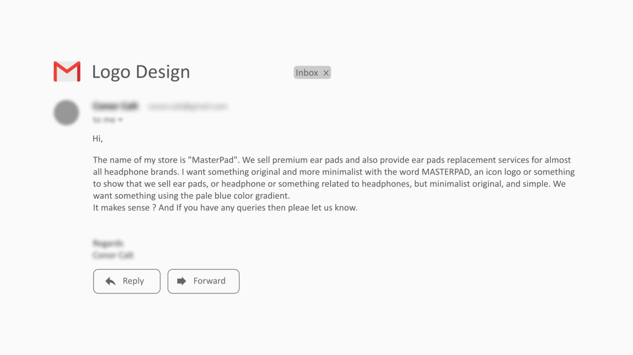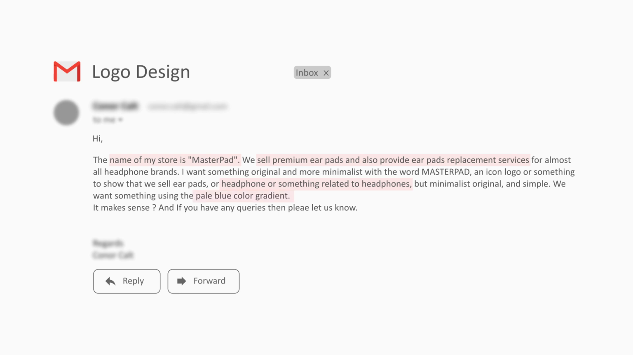So now the major points that I extracted from this brief. First of all, it's the name of the store, or you can say the name of the logo, which is MasterPad. And the second one is that they are selling premium EarPads and also providing the replacement services. And the third one is that the logo should be relevant to headphones or something related to headphones. And the fourth one is about color, which is pale blue color gradient.